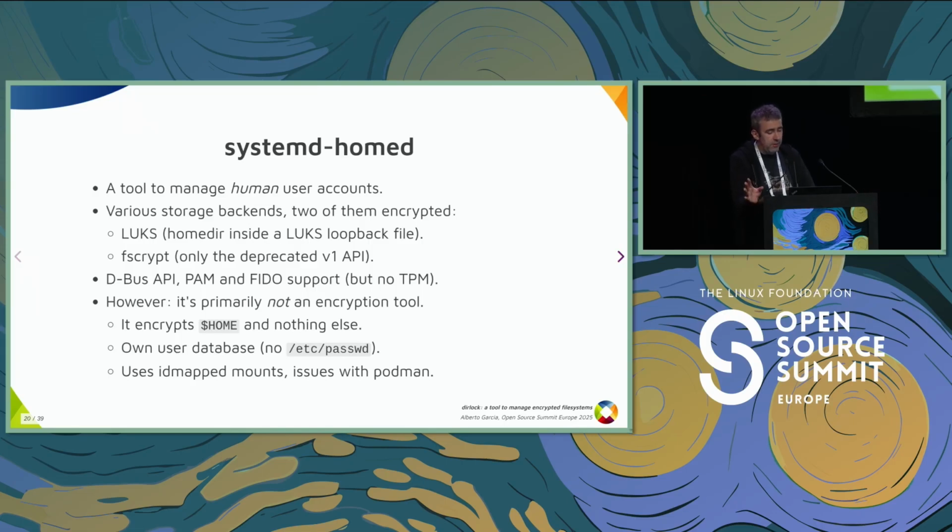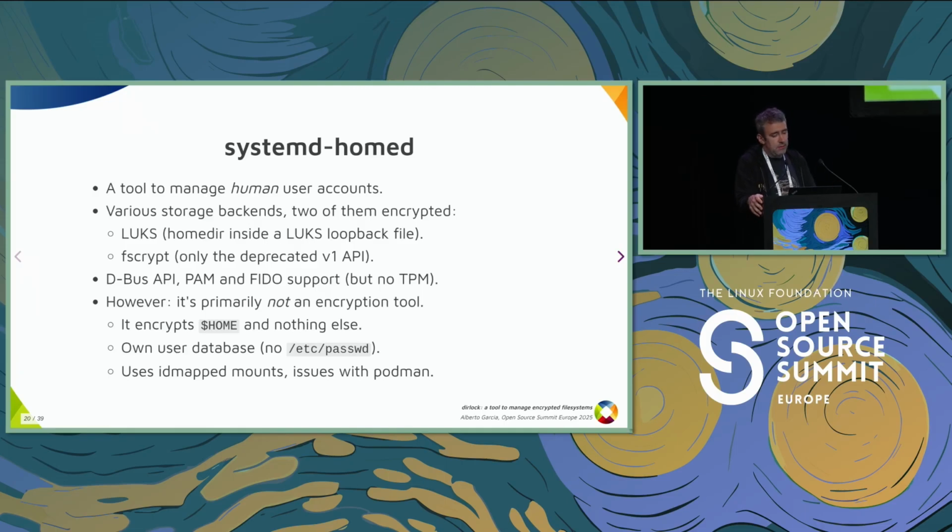For storing the home directory, it offers several storage backends. Two of them are encrypted. One of them uses LUKS, and the way this works is that they create a loopback file in the home partition. They format that file with LUKS, and inside the loopback, the encrypted volume, there's a new file system that represents your home directory. The other storage backend is fscrypt. Unfortunately, they use the old and deprecated version 1 API of fscrypt that is not suitable for us, although adding support for version 2 would be, in principle, doable.